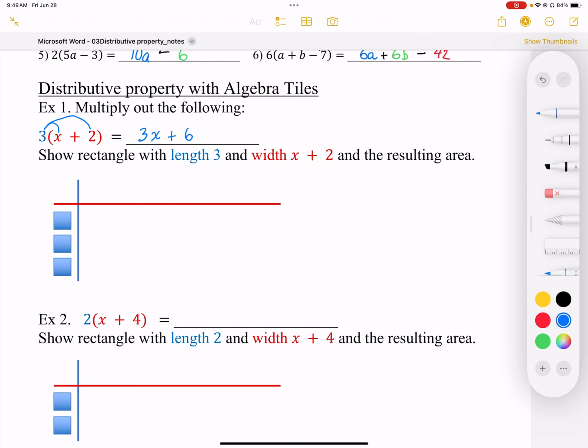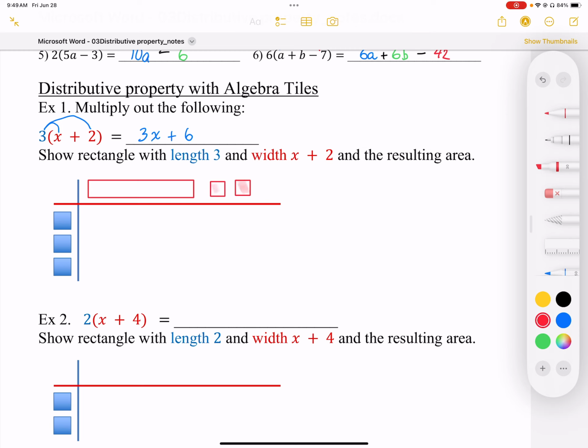Now, when we show multiplication, the answer to multiplication is always going to be area. So the 3 should represent one side. So notice I've got 3 ones on one side. X plus 2 should represent the other side, so the width in this case. And I can show x plus 2 by drawing an x tile and 2 ones tiles. And then I can see what the area looks like.